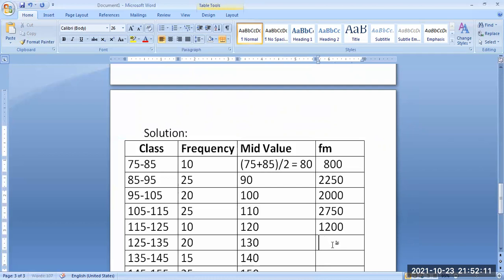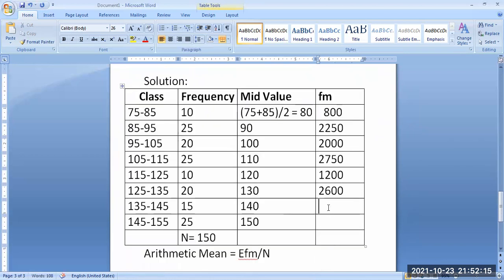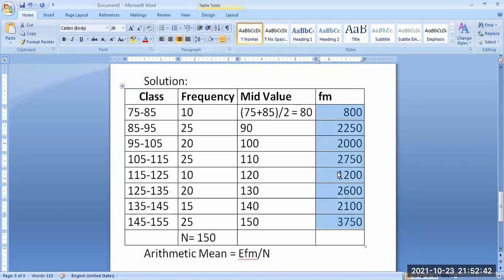130 into 20 is 2600. 140 into 15. 14, 5 is 70. Is it 2100? You please cross check. All these values, please cross check again. For me, these 2100 only. For me these values came. You please cross check.